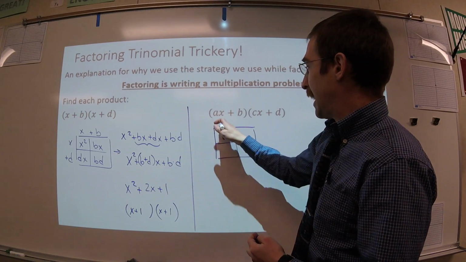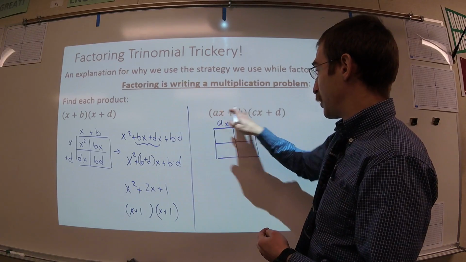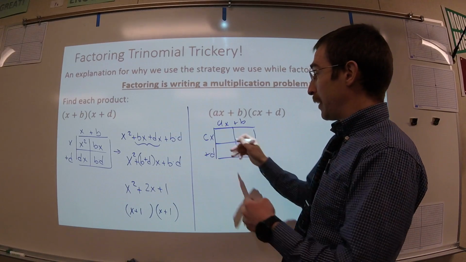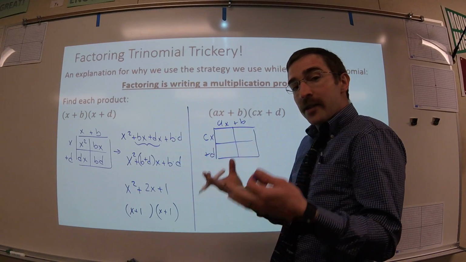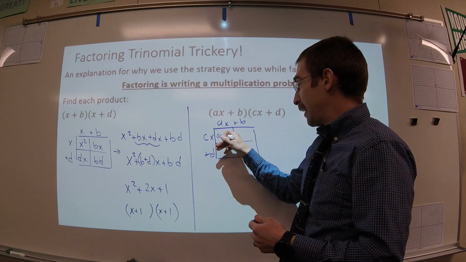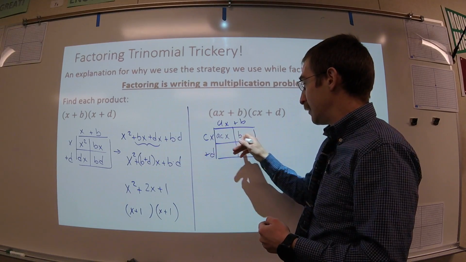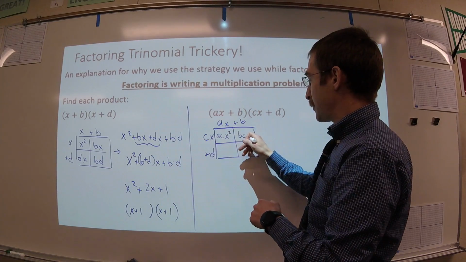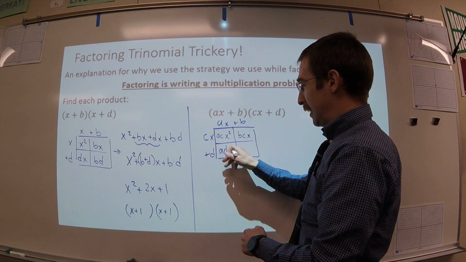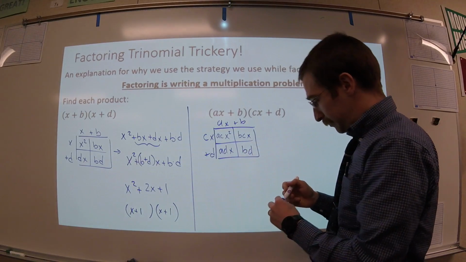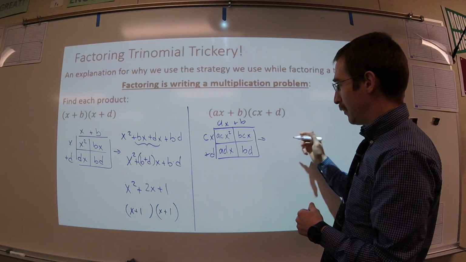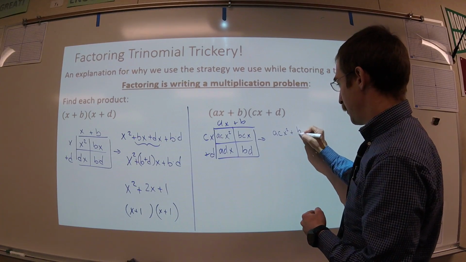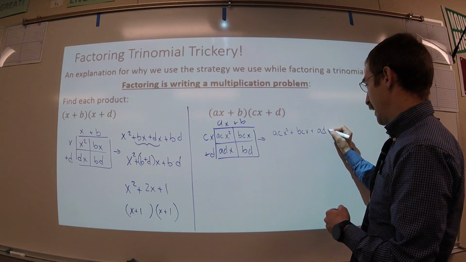So here, I'm going to multiply ax plus b, where we have coefficients on the x's, and then cx plus d. We don't know what a, b, c, or d is, so we just have to write it out. A times c times x squared, b times c times x, a times d times x, and then b times d. All right, if we add this all up, we get acx squared plus bcx plus adx plus bd.